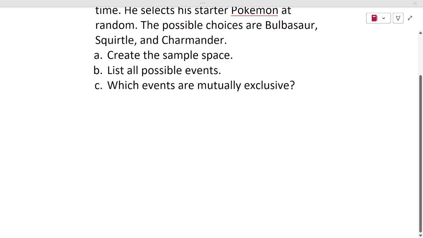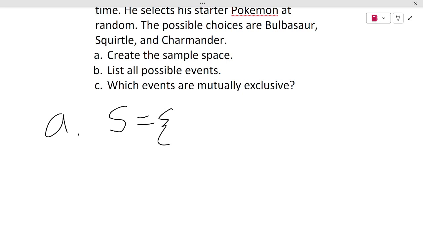Okay, so the sample space is, remember, the list of all possible outcomes. So what are the possible choices he has? Well, it's pretty simple. It's just three: Bulbasaur, Squirtle, and Charmander. Okay, next, let's move on to B, where we're going to list all possible events.